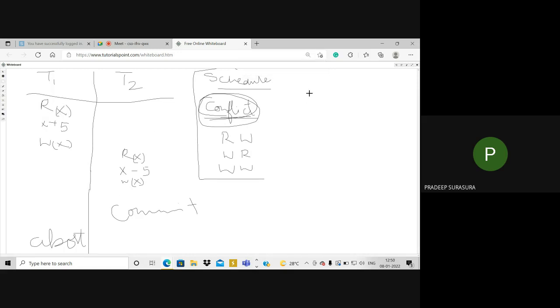Now imagine X is equal to 10 initially. When you first read X, I will read the value of 10. Then I'm trying to add 5 to it, so X will be 15 now. Then I will write this value. The moment I read 15, after that I am trying to subtract 5. So I will get 10 now and say commit.